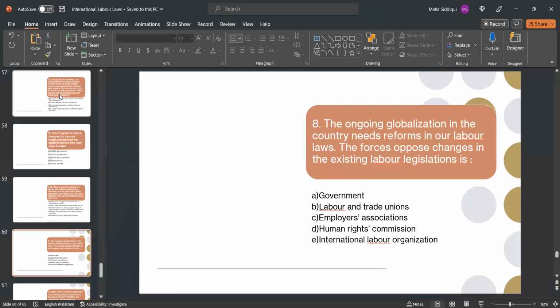MCQ number 8. The ongoing globalization in the country needs reforms in our labor laws. The forces that oppose changes in the existing labor legislation are: government, labor and trade unions, employers associations, Human Rights Commission, International Labor Organization. B is the right option.